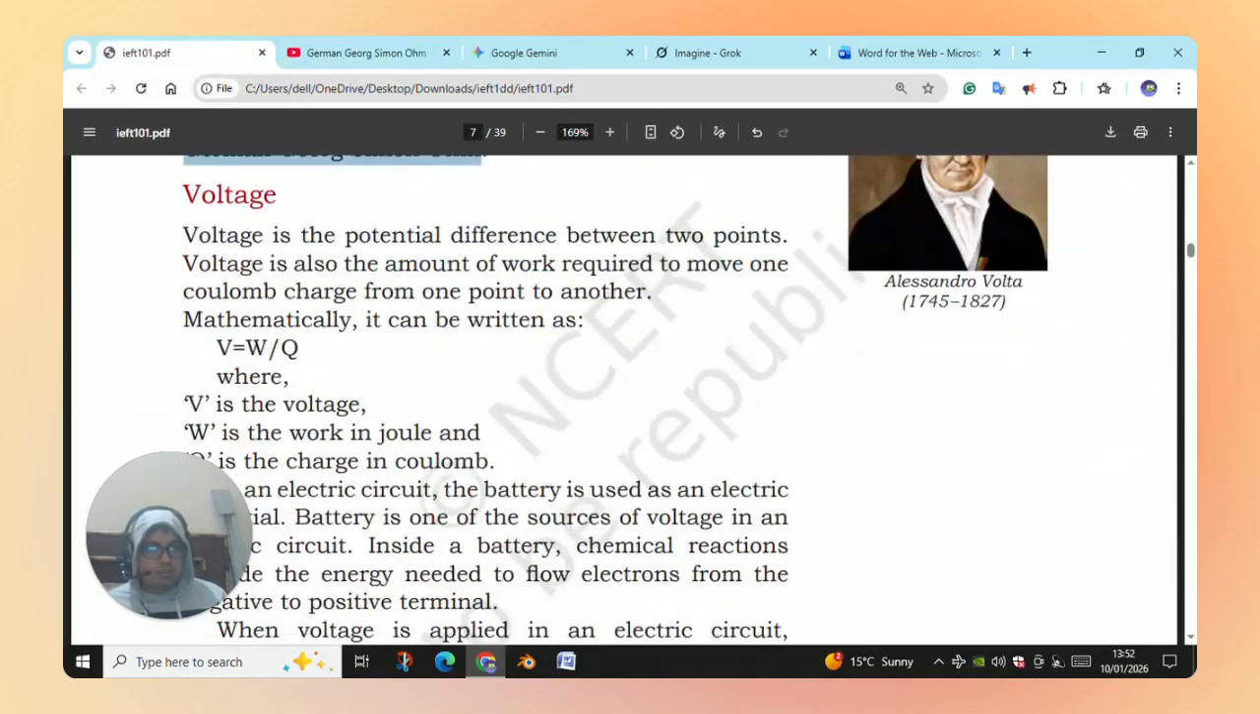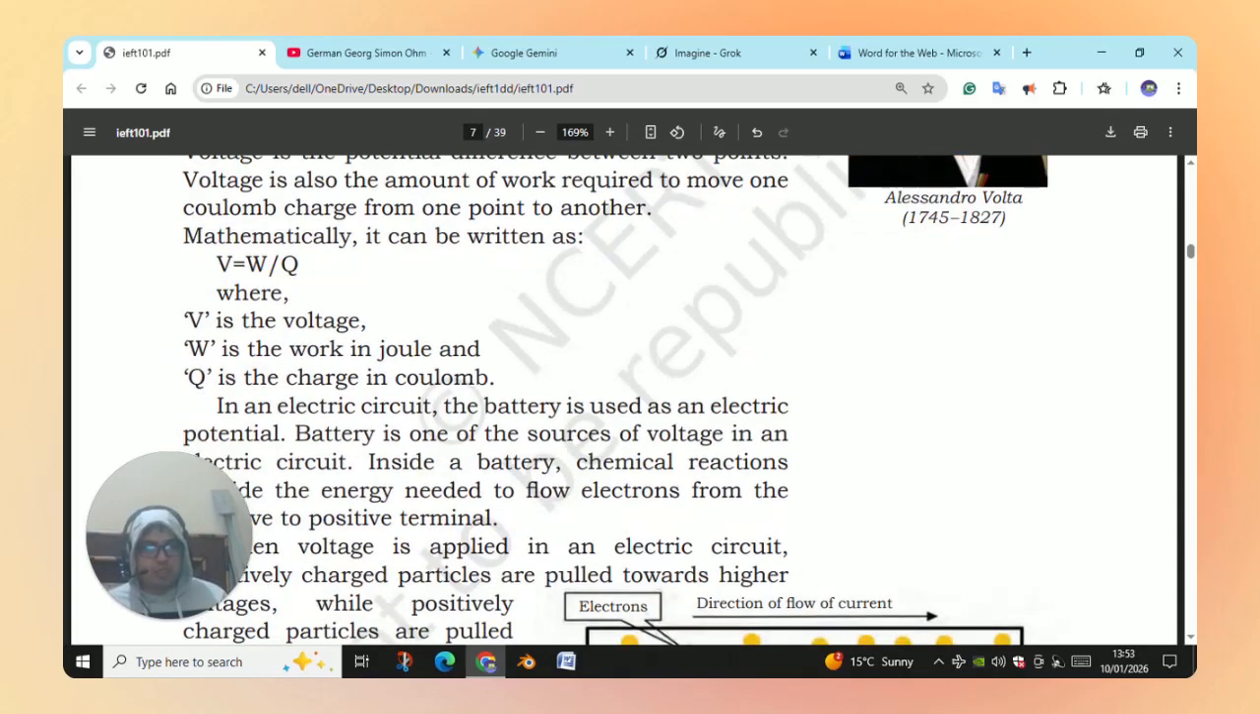Now voltage is the potential difference between 2 points. Voltage is also the amount of work required to move 1 coulomb charge from one point to another. Mathematically it can be written as V is equal to W by Q, where V is the voltage, W is the work in joule, and Q is the charge in coulomb.